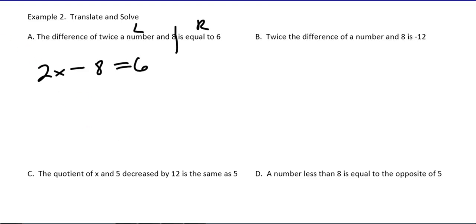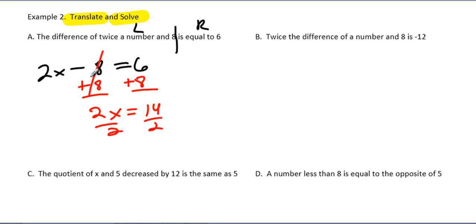Now, again, the directions asked us to not only translate, but to also solve, because these are equations. So now it's just a simple two-step equation. I add 8 to both sides. That cancels out. That'll be 14. We divide by 2, and we get 7. So in other words, the difference of twice 7 and 8 is 6.